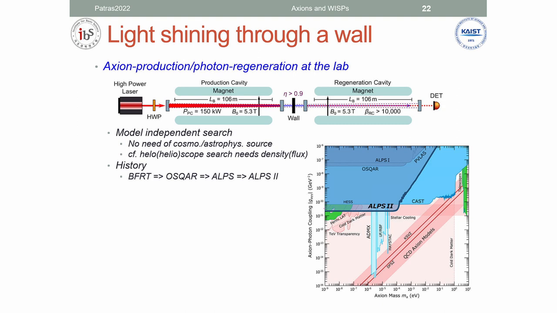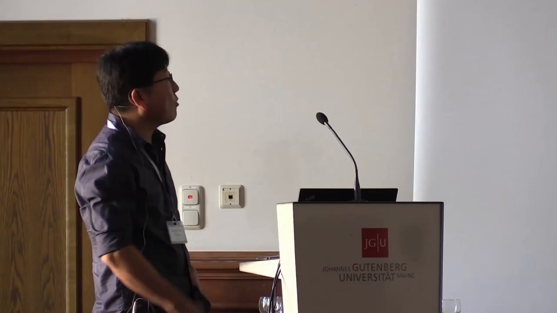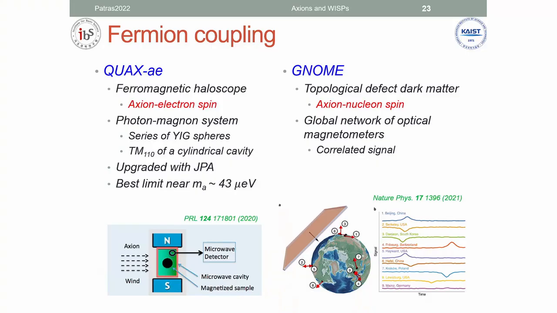There is a data consortium between several groups, including OSQAR, CERN, and then ALPS, which is currently under upgrade. I was told recently, yesterday, that the upgrade is in really good shape. They basically use very long tunnels, and the detector is very long, so an alignment issue is going to be there. But they are developing very nice technology to solve those issues. The goal is basically to increase the sensitivity by three orders of magnitude beyond the previous version, which is very nice.